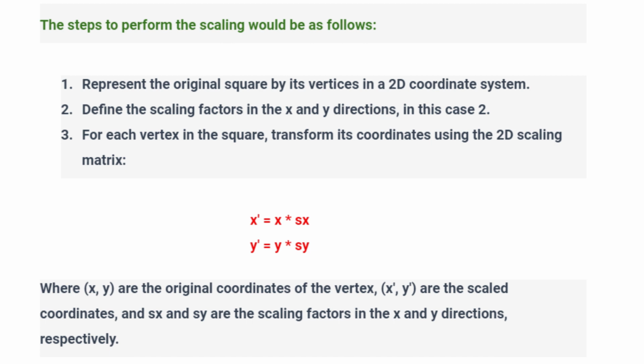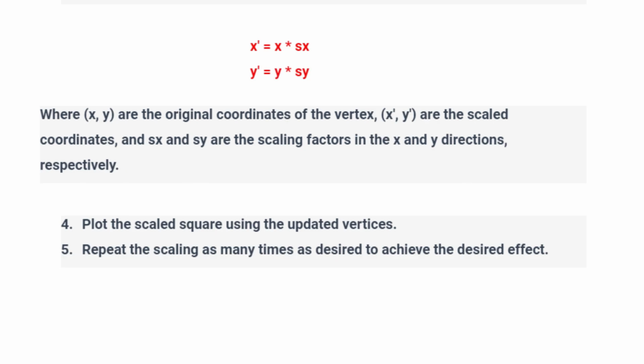For each vertex in the square, transform its coordinates using the 2D scaling matrix. X' is equal to x asterisk sx. Y' is equal to y asterisk sy. Where x, y are the original coordinates of the vertex, x', y' are the scaled coordinates, and sx and sy are the scaling factors in the x and y directions, respectively. Plot the scaled square using the updated vertices. Repeat the scaling as many times as desired to achieve the desired effect.